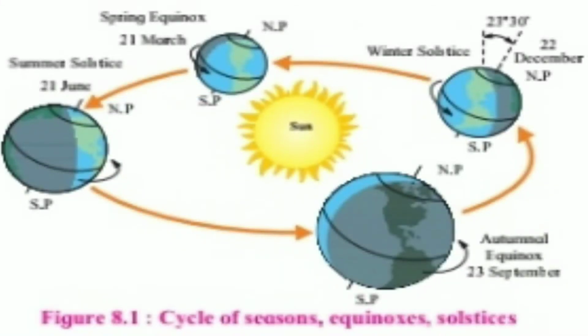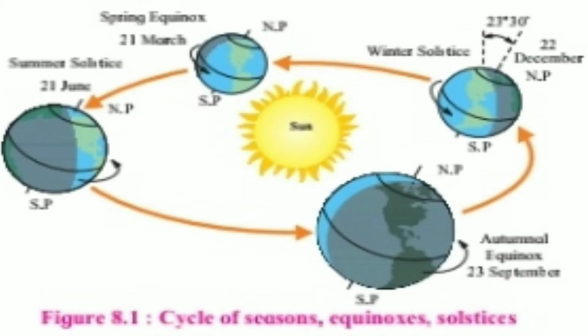As I told you, this is Standard 7 Geography, How Seasons Occur Part 2, the continuation of the explanation. So, in the first session, I told you that I will explain Figure 8.1, the cycle of seasons, equinoxes, and solstices. This figure or diagram is there in your textbook also.